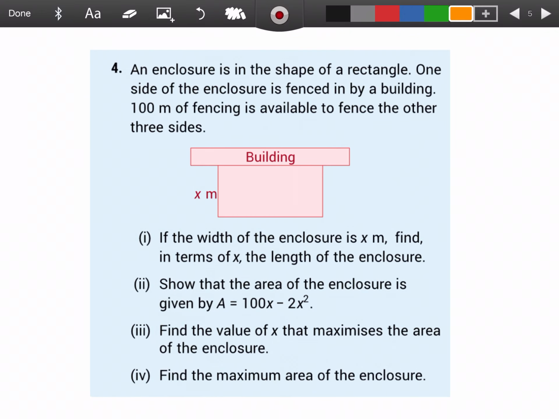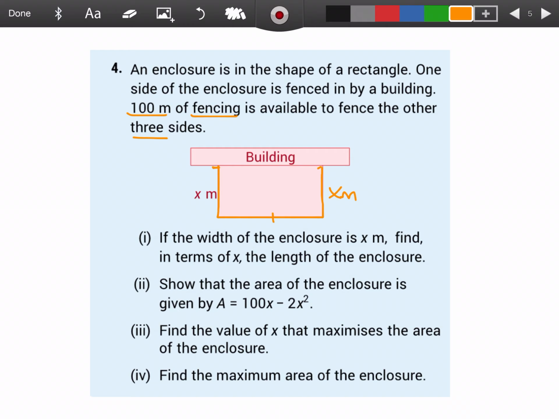Finally, question 4. An enclosure is in the shape of a rectangle. One side of the enclosure is fenced in by a building. So 100 meters of fencing is available to fence the other 3 sides. So I'm talking about 1, 2, 3 sides that are fencing. So this is X. This side is also X. That's what we know so far. I've only got fence in the yellow part here, here, and here.